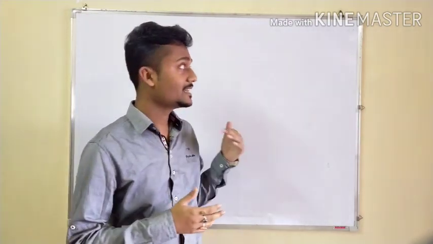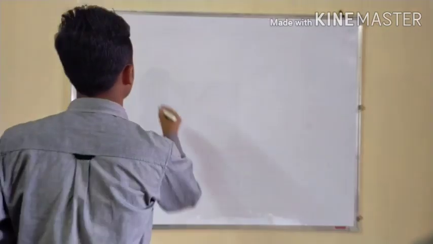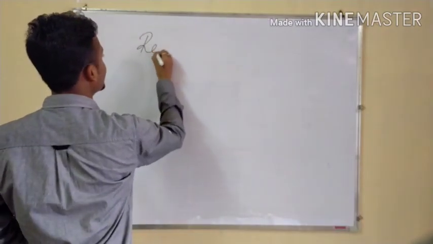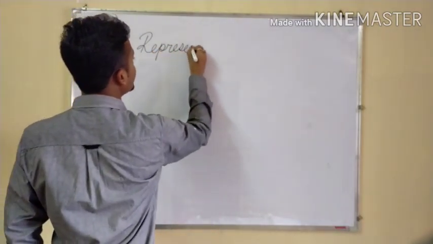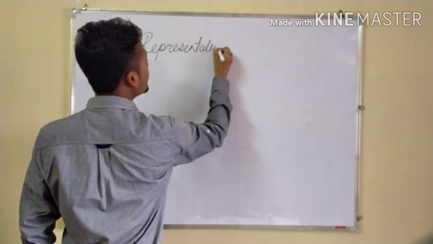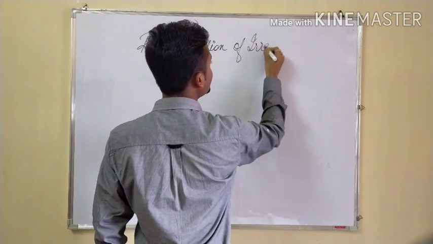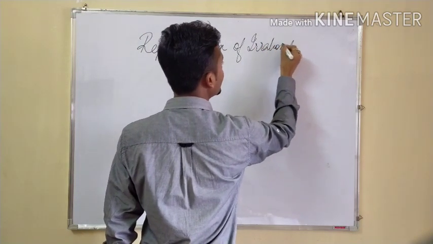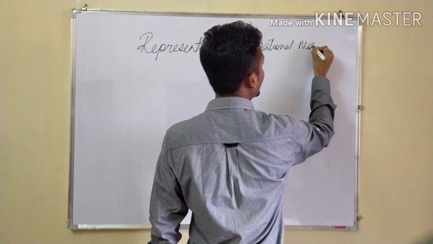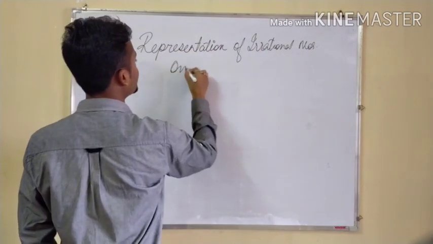In our previous classes, we have known how to represent rational numbers on a number line. So today we will try to represent irrational numbers on a number line. So today's topic is representation of irrational numbers on a number line.